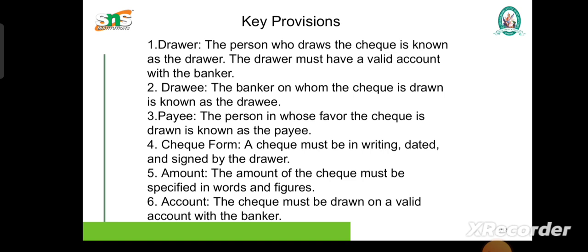Next one is the payee. The person in whose favor the check is drawn is known as the payee. Next one is check form. The check must be in writing, dated, and signed by the drawer. Next one is amount. The amount of the check must be specified in words and figures. Sixth one is account. The check must be drawn on a valid account with the banker.